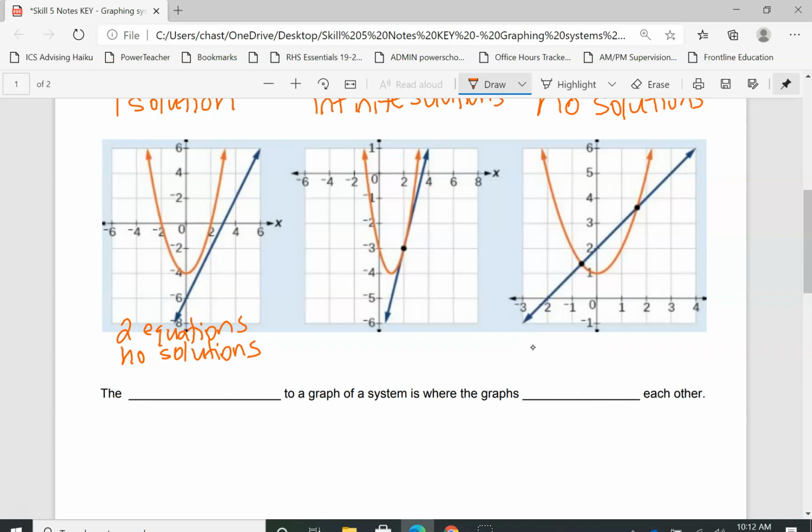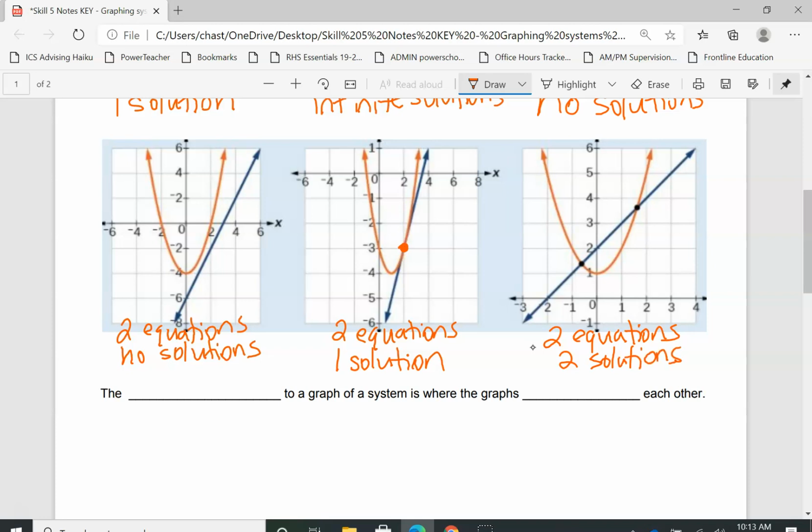The next one, again, we have an orange parabola and a blue line, so that would make two equations. But they're only going to cross in this one spot, so there's one solution. You could also see a line that crosses a parabola in two spots. The orange is the parabola, the blue is the line. So again, two equations, and we're going to have two solutions.